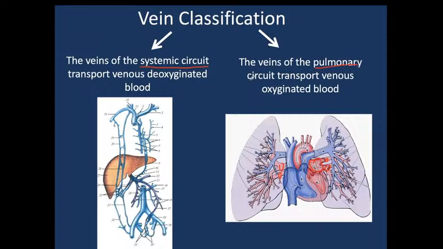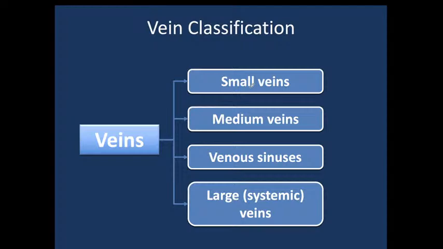So, when we talk about the vein system in the body, we mean two big systems: systemic veins in the systemic circuit and pulmonary veins in the pulmonary circuit. I hope that is easy to understand. Here is the vein classification. We distinguish veins by the size.